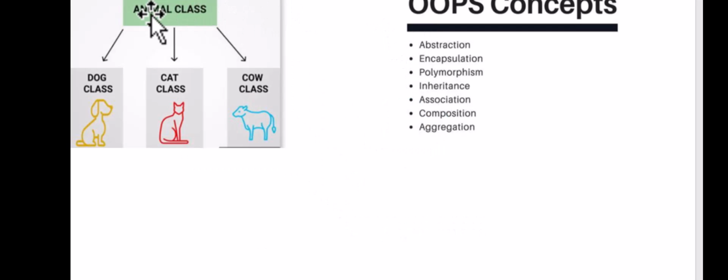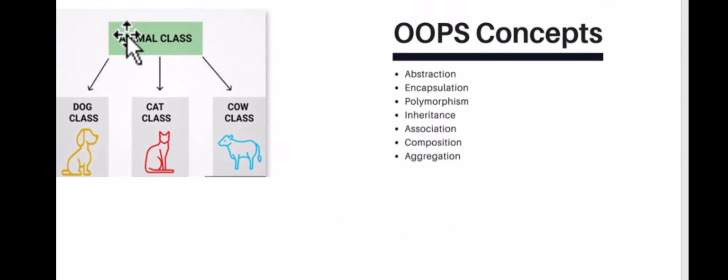So we have here an animal class. That animal class can have these other classes that inherit from the animal class. So from animal, you can create a dog, you can create a cat, you can create a cow, and so on and so forth.